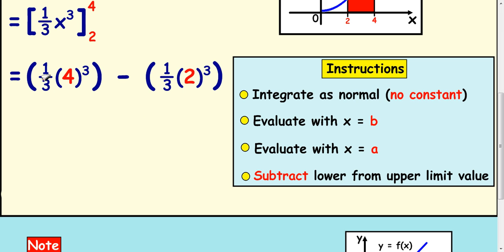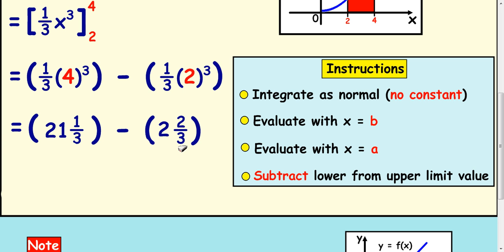So 4 times, do the power bit first, 4 times 4 is 16, times 4 is 64, so 64 over 3. There's a variety of ways of doing this. You could leave it as 64 over 3 and then take away 8 over 3 and then change it into a mixed number. I have done it differently here, but that would be absolutely fine. I've changed it to 21 1/3 here, and then I'm taking away 2 2/3. But I would actually say it would probably be easier to do 64 over 3, take away 8 over 3, which is going to give you 56 over 3, and then simplify that down to 18 2/3.